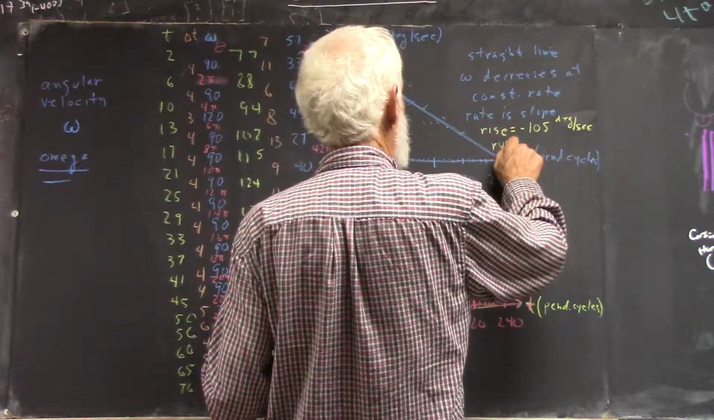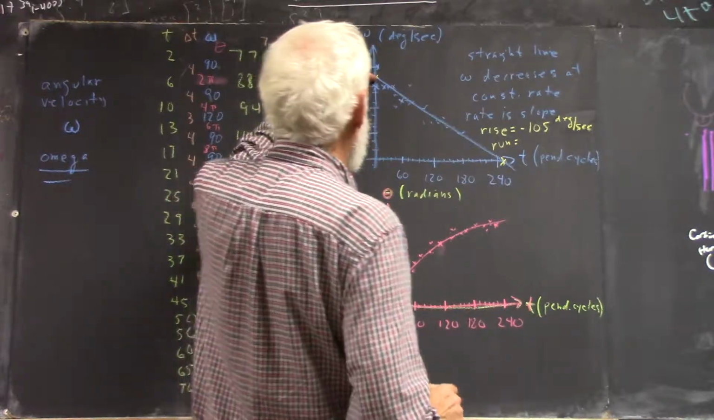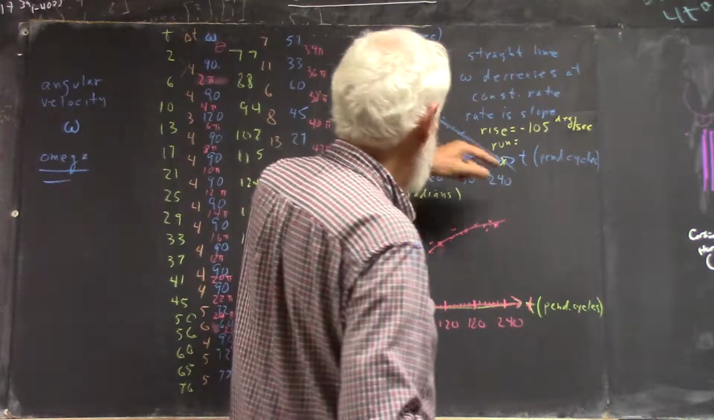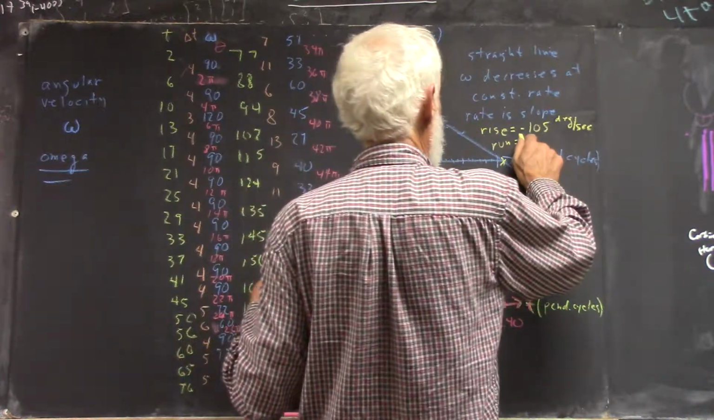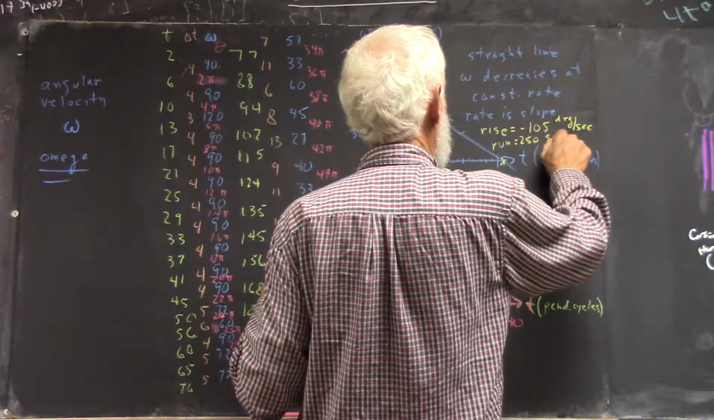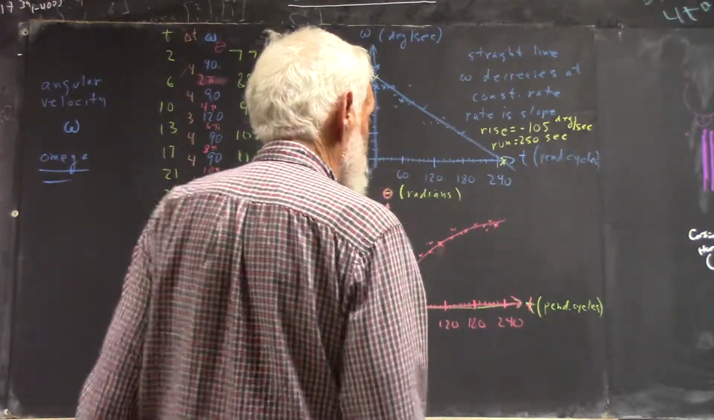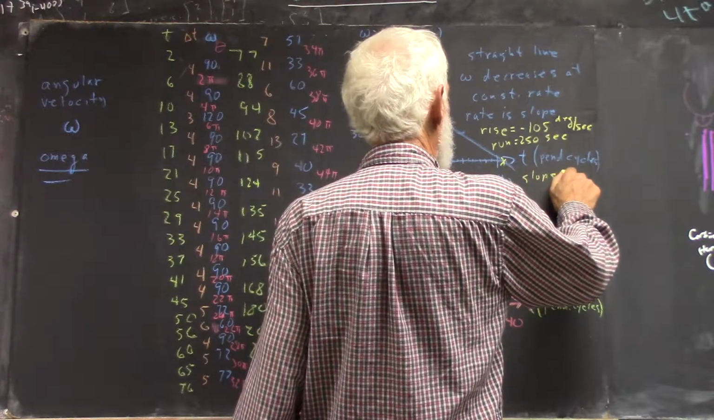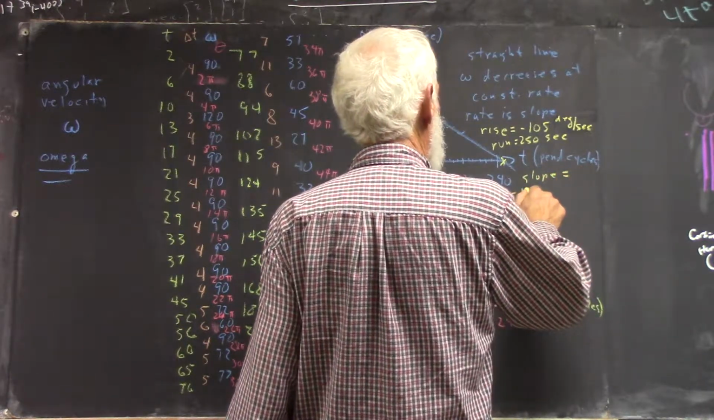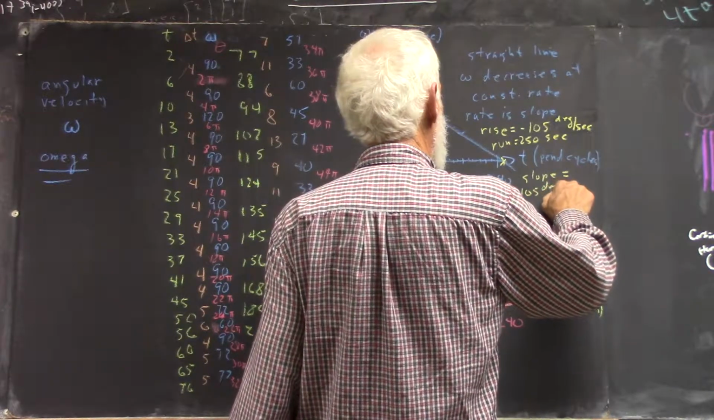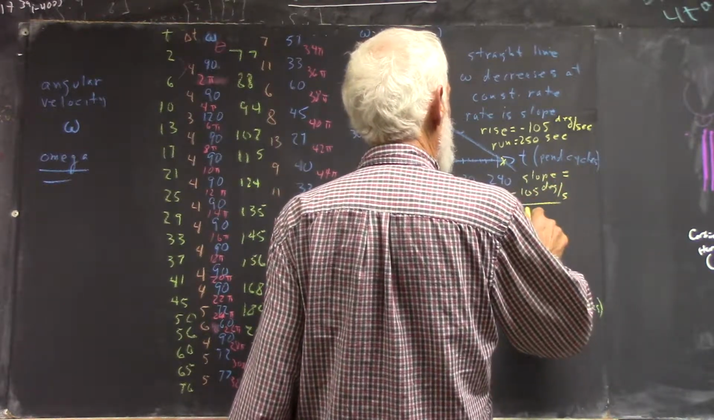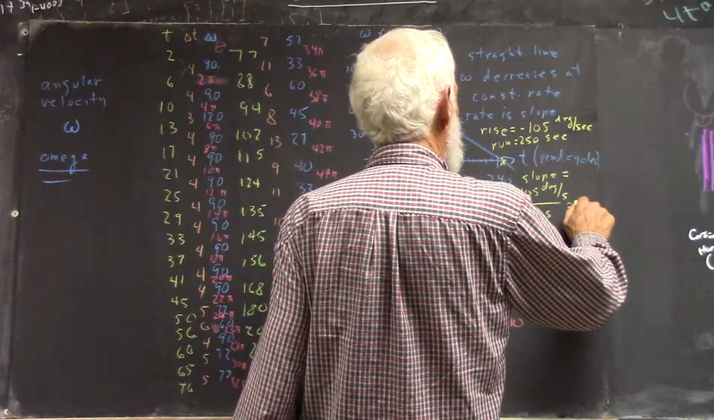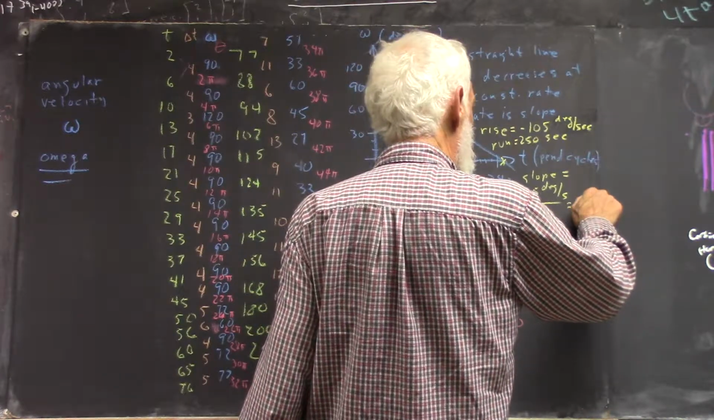The run, well, from here, t is 0. And you go over to here, t is 250, the run is 250 seconds. So the slope equals negative 105 degrees per second divided by 250 seconds, which is approximately negative 0.4.